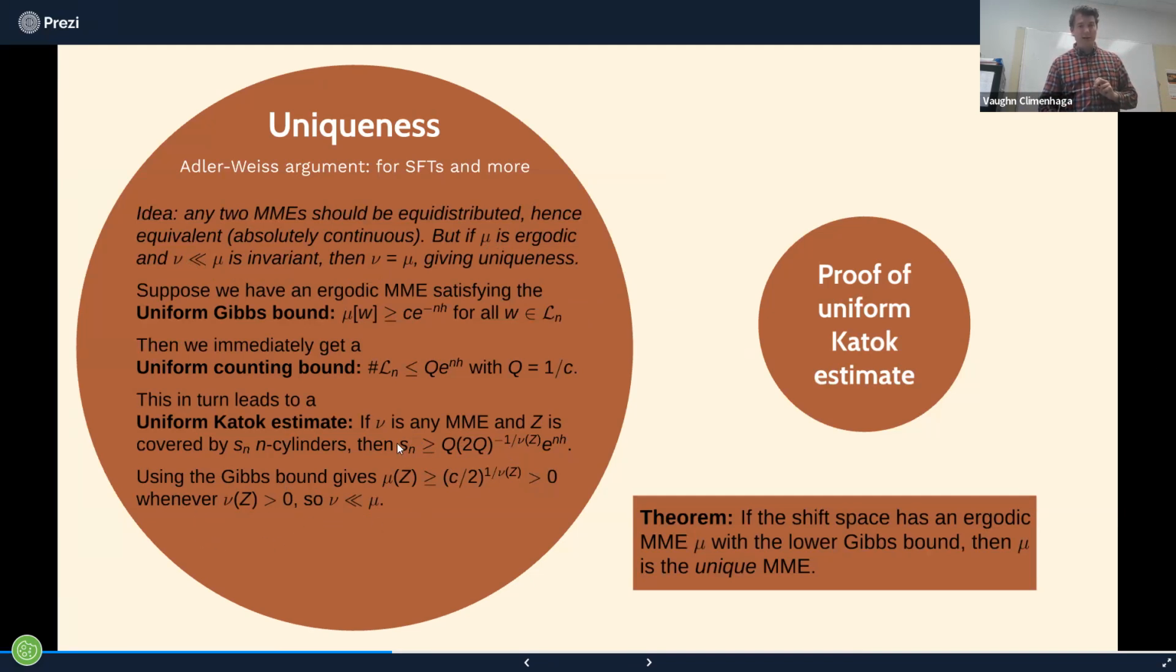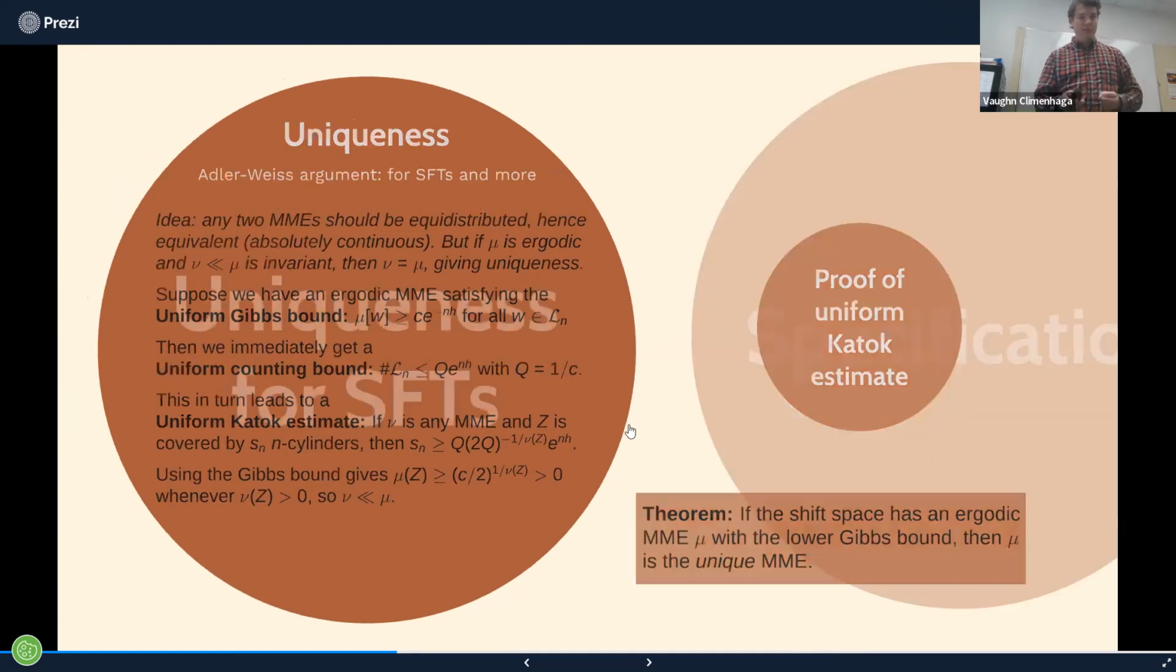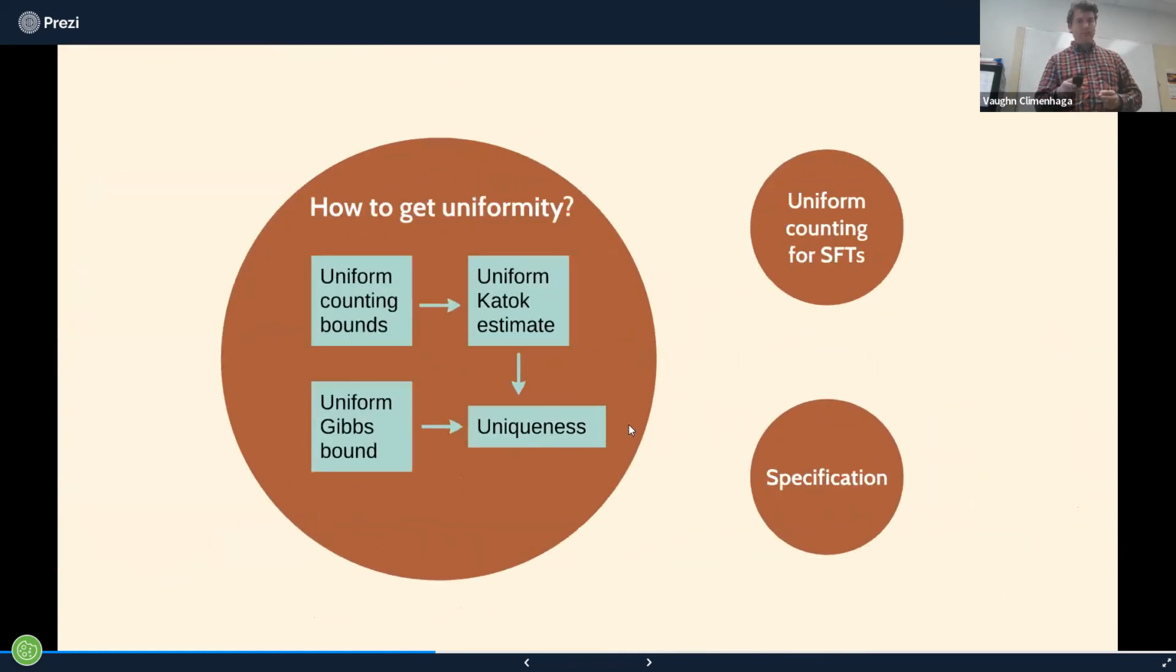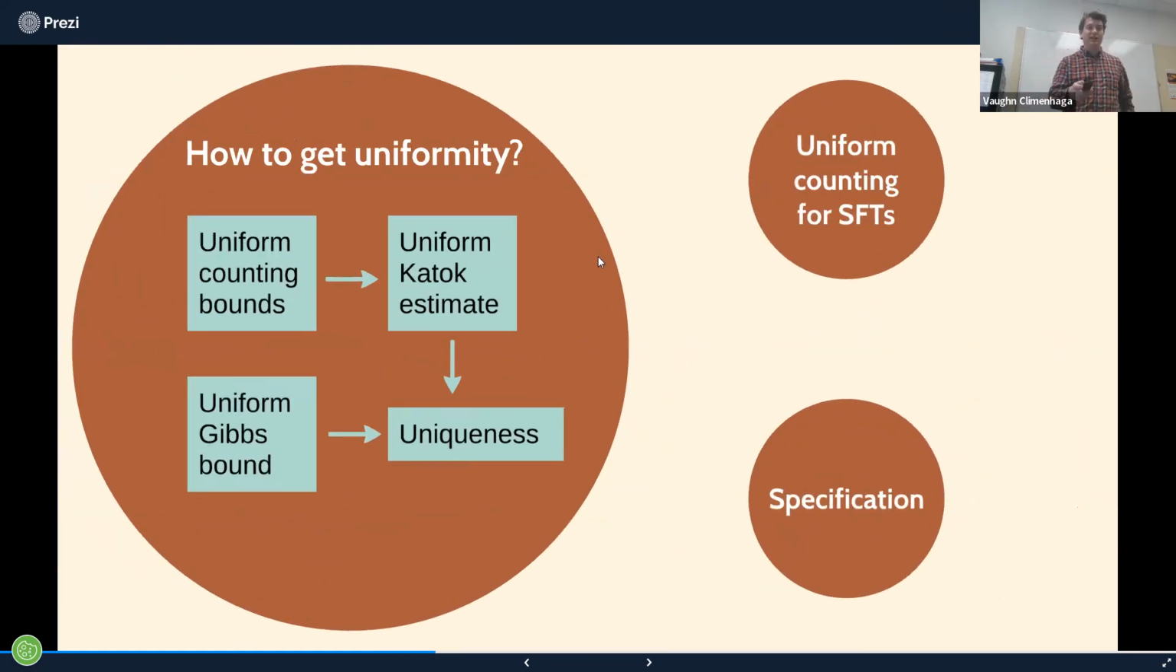Then you have an estimate on how many n-cylinders intersect that set. You have an estimate on the mu measure of each of those cylinders, and if you combine those, you get a certain formula which guarantees that that set has positive measure with respect to mu. I went through that far too quickly to claim that I've explained the details, but I hope I have explained the skeleton, the structure, which is that the proof of uniqueness has this form.